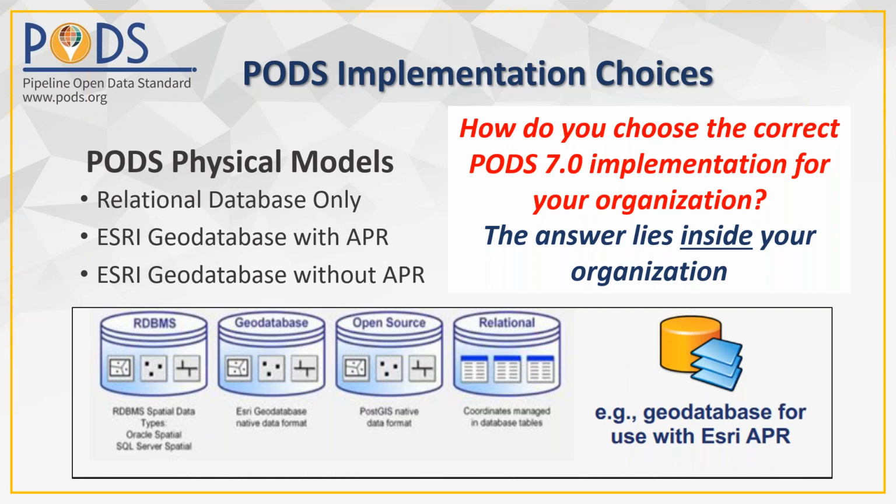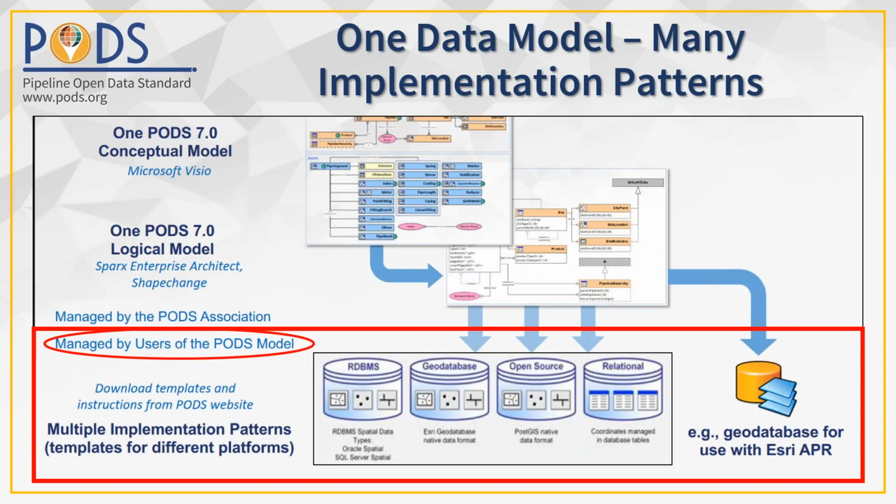And I answer that by saying the answer is already inside of your organization. You don't have to search hard for it. And by that I mean we have one data model, one PODS 7 conceptual model. This is where you get the first glance at what a conceptual model actually looks like, and we're going to spend a lot more time going through this. But what I want you to take away from here is that there's one data model here that is going to serve many different implementation types, or you'll hear it sometimes mentioned as an implementation pattern.